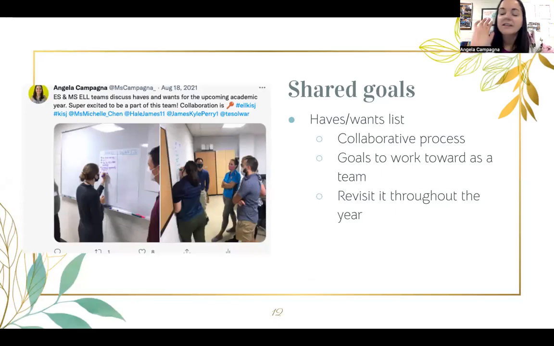So of course, any great team will have shared goals. As a school-wide department this year, we made a simple haves and wants T-chart to identify a few things we'd like to work on. And it's helpful to re-examine it throughout the year and use it to celebrate success and identify areas that you still need to work on in the future.